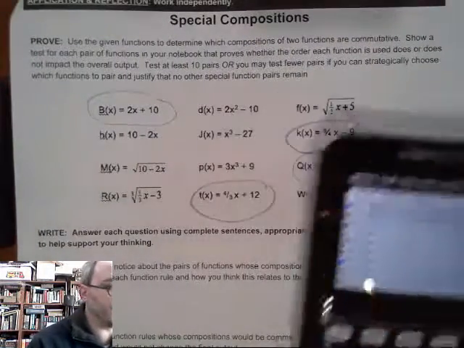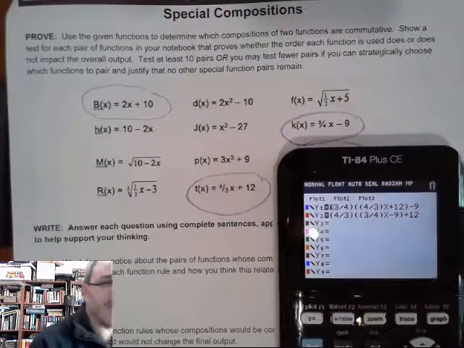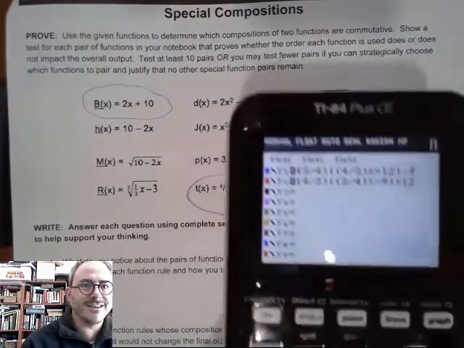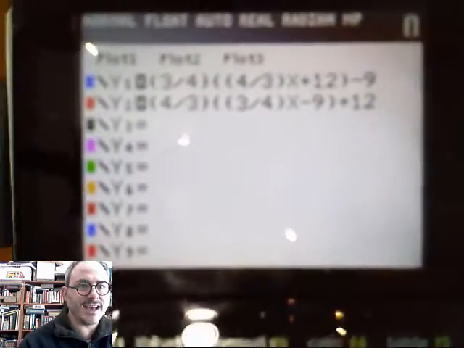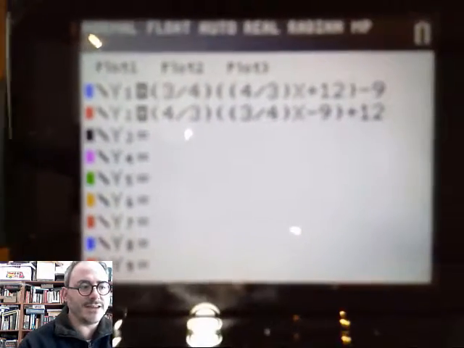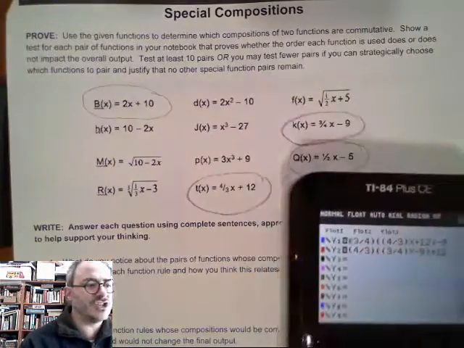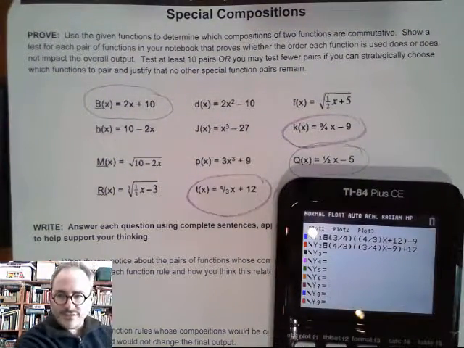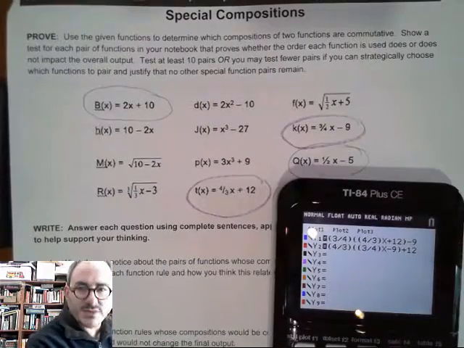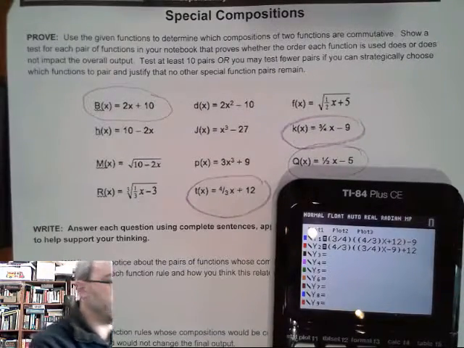So I had to go through and put these in my calculator. Notice how big this is in my calculator. I'm going to zoom in a little bit by lifting my calculator up. You see that? That's what I had to put in my calculator to check to see if these are commutative. And again, this is only going to work for absolute values. It doesn't work for negative numbers, but it works for the positive numbers.